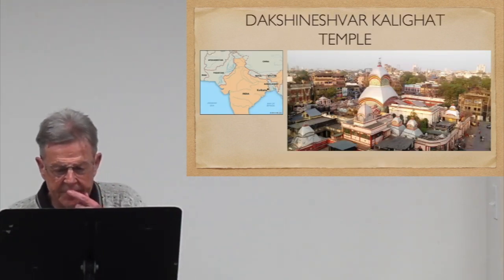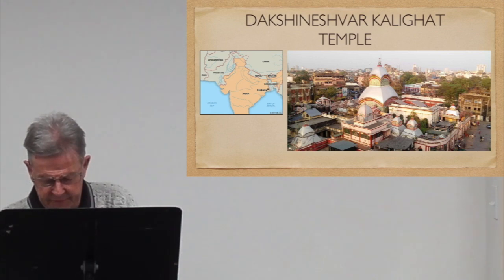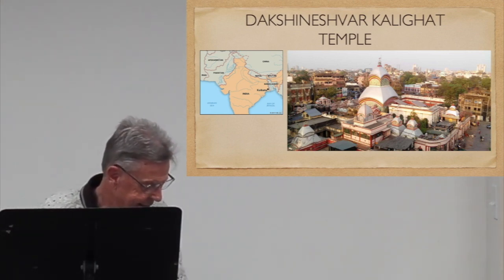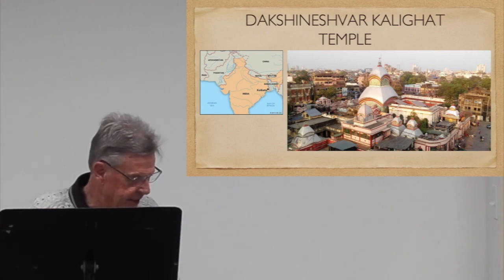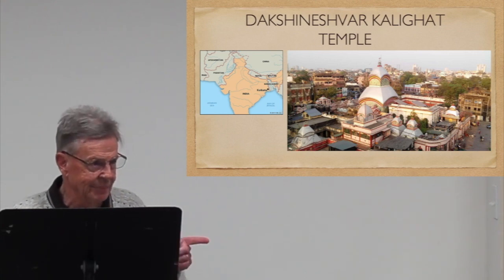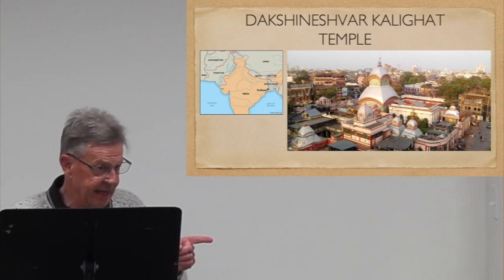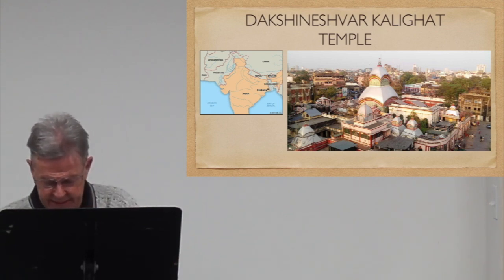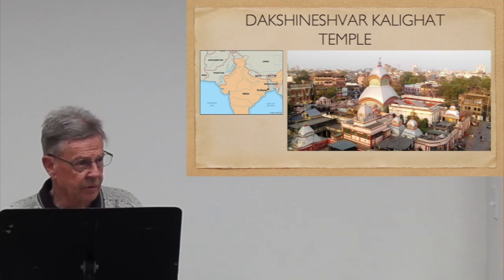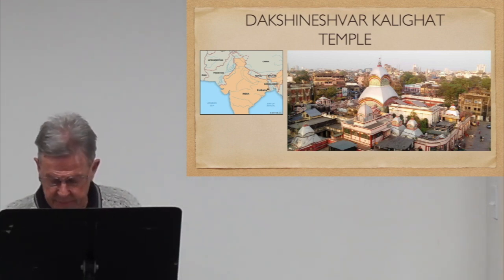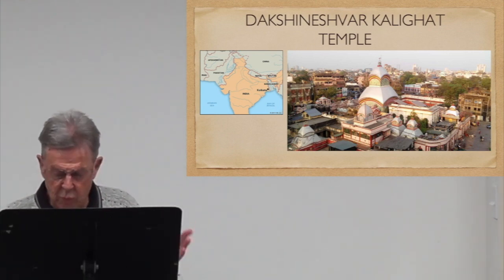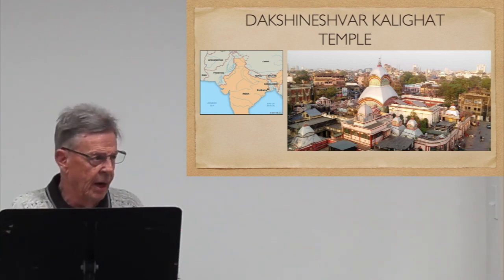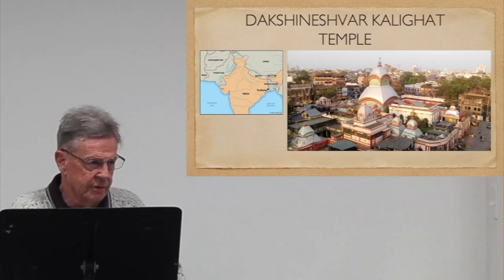Okay, the next temple, which is a very famous one, is known as the Dakshineshvar Kali-Ghat temple. See Kali? It's a temple to Kali. It's in Calcutta, or Kolkata as it's now known. It's dedicated to Kali, who was Shiva's consort. All the male gods have wives, consorts.